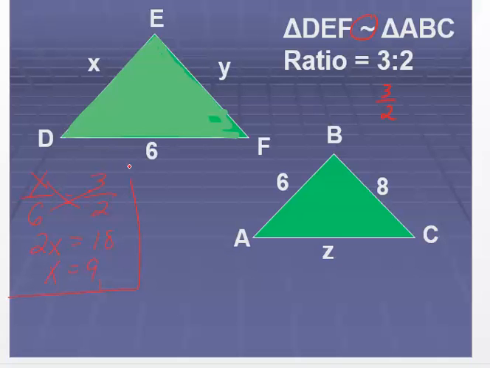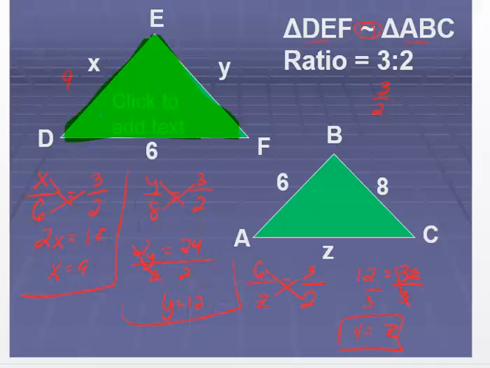To find y, our side y over 8 equals 3 over 2. So y times 2 is 2y. 8 times 3 is 24. We divide by 2, and we find that y was 12. Looking back, we found that z is 4. And again, we can double check those. They should all reduce to 3 over 2.